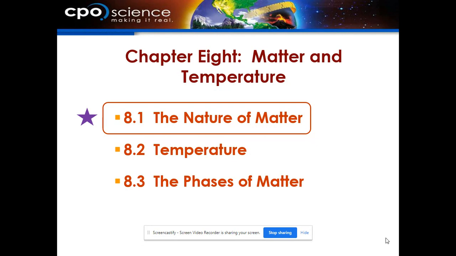Hi, everybody. So we are going over 8.1 notes, matter and temperature. I think almost all of you have started this, but we're going to redo it just because it's been a few weeks since we've looked at it. So the nature of matter is what we're looking at.